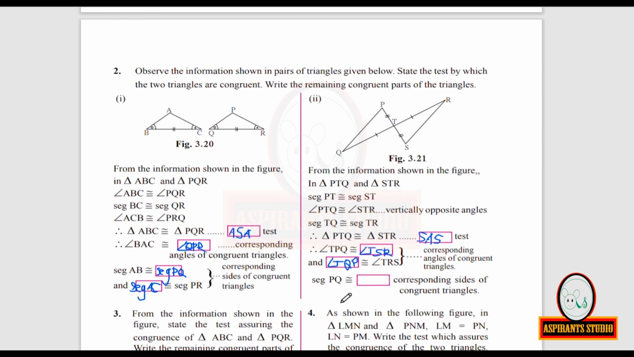Now coming to the next one. Here we have already written the congruence for the sides. Segment PT is congruent to segment ST and segment TQ is congruent to segment TR is already written. Now what is left out? In the first triangle we have PT, TQ, then PQ is left out. So we will write for segment PQ, corresponding sides of congruent triangles. Segment PQ is congruent to segment SR because P corresponds to S and Q corresponds to R. So segment PQ will be congruent to segment SR.